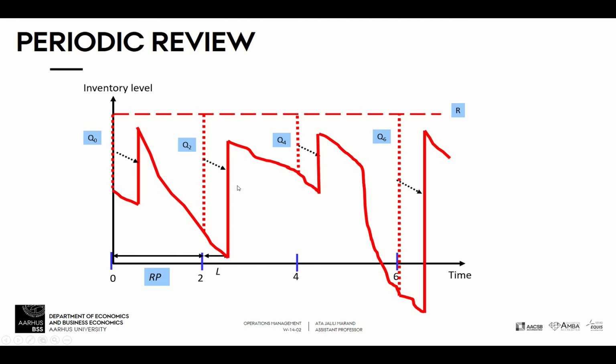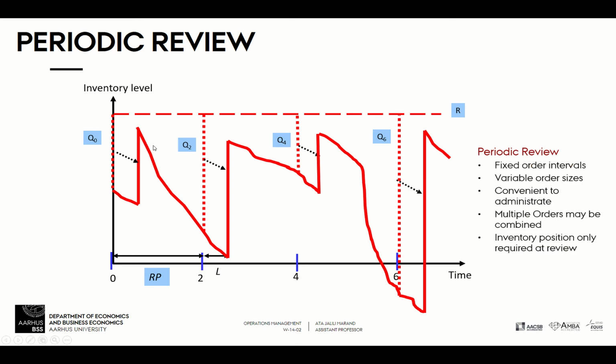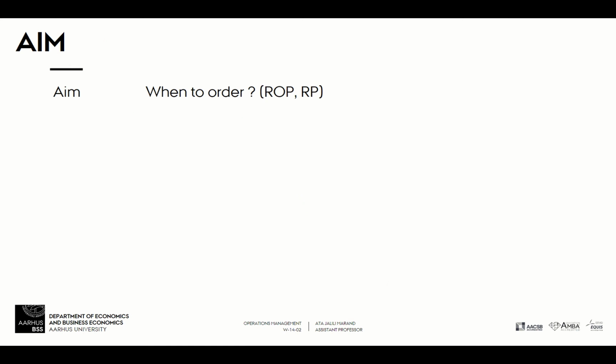This is what we call a periodic review model. And in this periodic review model, the intervals between orders are fixed, or we have fixed order intervals, but on the other hand, the order size each time we make an order is different, of course, if we have uncertainties in our model. So these are the main differences between these two models.